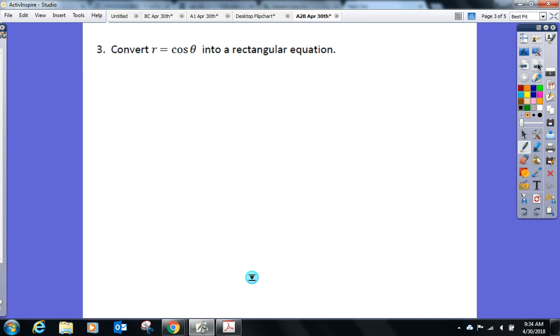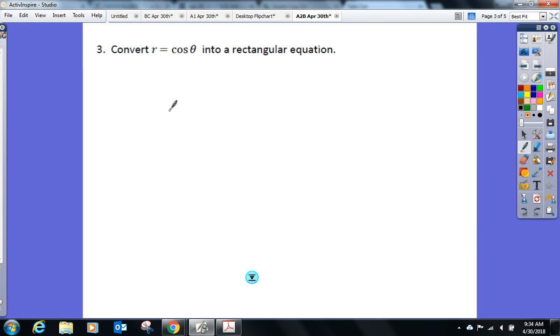I don't like it when it's r. I like it when it's r squared. So how do I turn an r into r squared? Oh, we'll multiply it by r. And to keep it balanced, whatever you do on one side, you've got to do the other side.